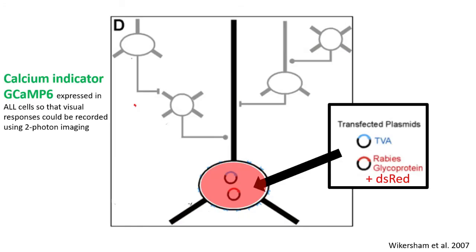Now back to our Rossi et al. paper. They started with a mouse that expressed the calcium indicator GCaMP6 in all cells so that the visual responses could be recorded using two-photon imaging. They electroporated a single target cell with the TVA and rabies glycoprotein genes, but included the gene for the fluorescent marker DsRed as well.